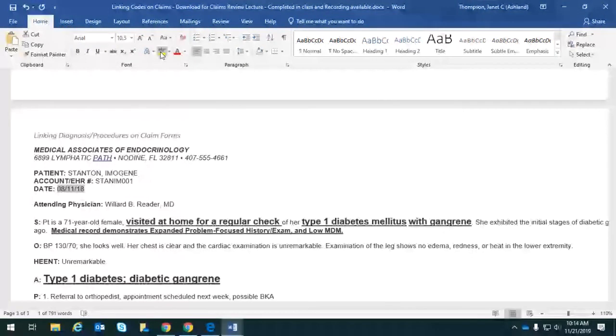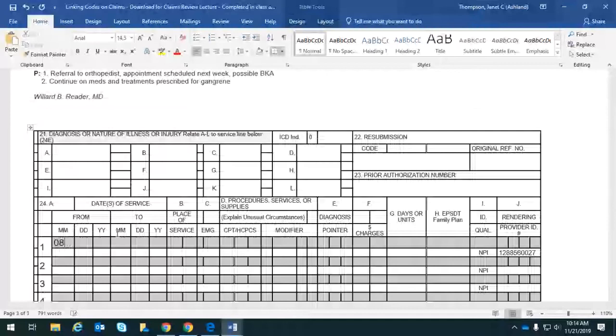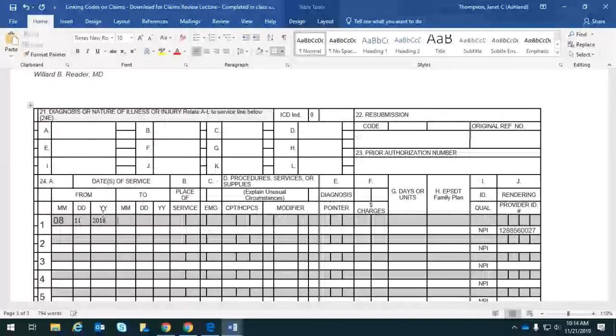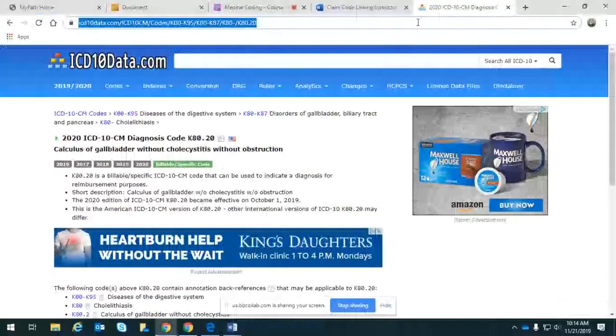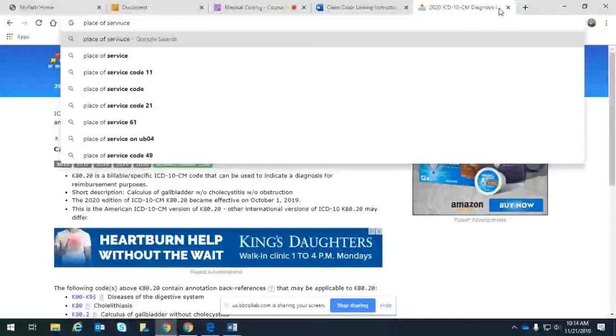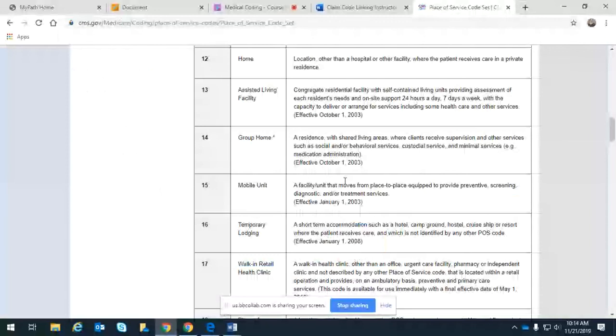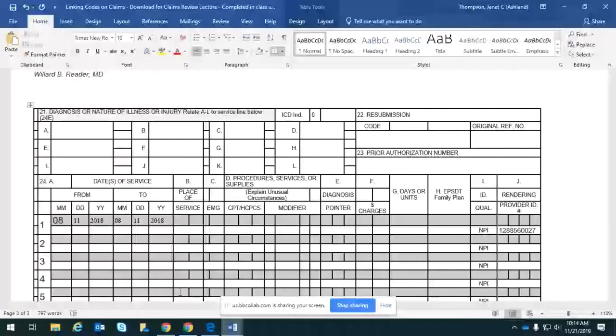So I'm going to put in my dates here. I'm looking at the procedure box 24 here. Let's see, what was that? 11th, 2018. All right, now our place of service is at the home. So I am going to look at my place of service codes again. Is it 12? Awesome. Good job. Yes, 12 is the home, okay? So we're going to put in a 12 right there.